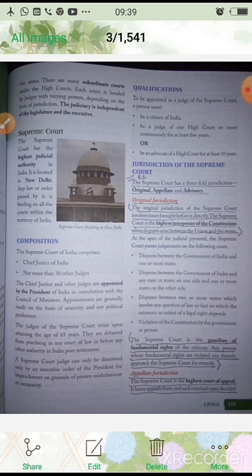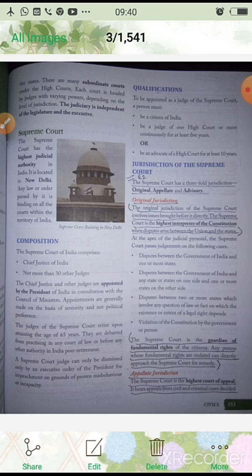Then second point, disputes between the Government of India and any state or states on one end and one or more states on the other side. That is, such kind of disputes which we are learning just now. Point number 1, 2, 3, 4 is given. So all those disputes are resolved by the Supreme Court only.